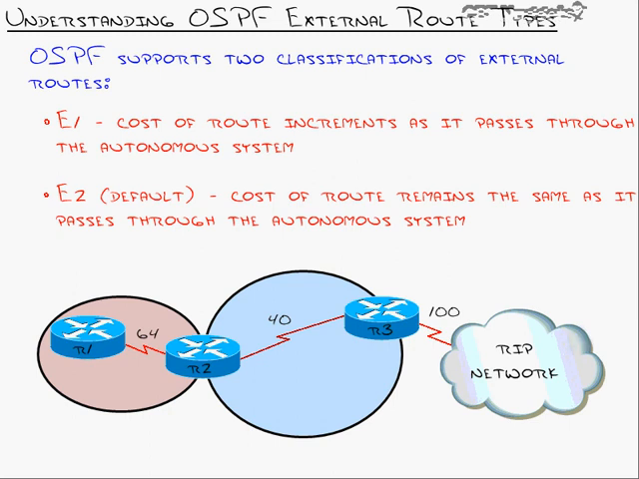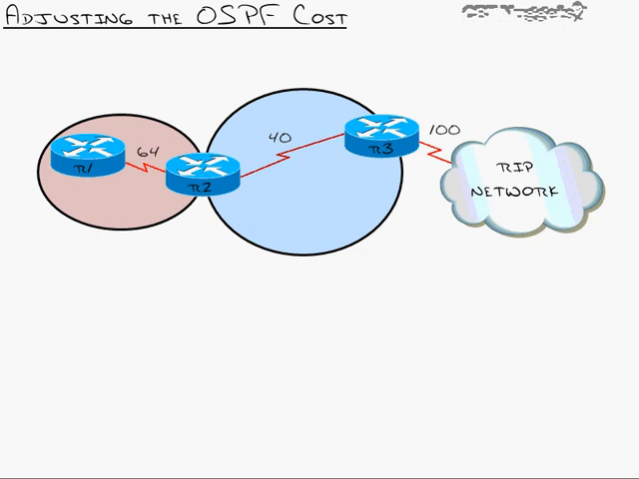So here's the point. External type 2 is the best to use when you have a single exit point to, in this case, our RIP network. If you have multiple exit points, though, that's where you want to use external type 1, because without that, it's not going to be able to calculate what the best path really is, because both of them will stay the same through the entire autonomous system. Now let's move into adjusting the OSPF costs.